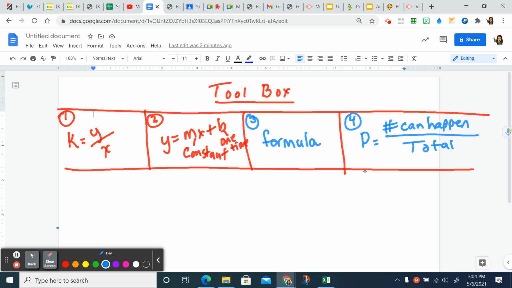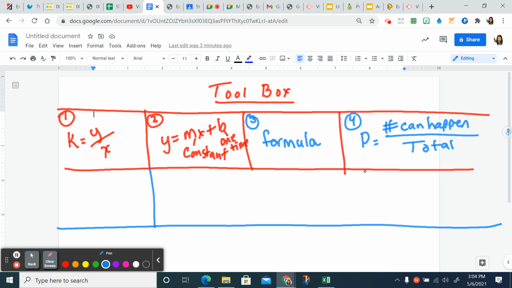All right, then we're going to draw our next line. And we're going to have numbers 5, 6, 7, and 8. Number 5 is P over W, our percent model, part over whole, equals percent over 100. Remember, this is your is, this is your of. How do you find the missing part? Those of you that have calculators, you could use cross products.